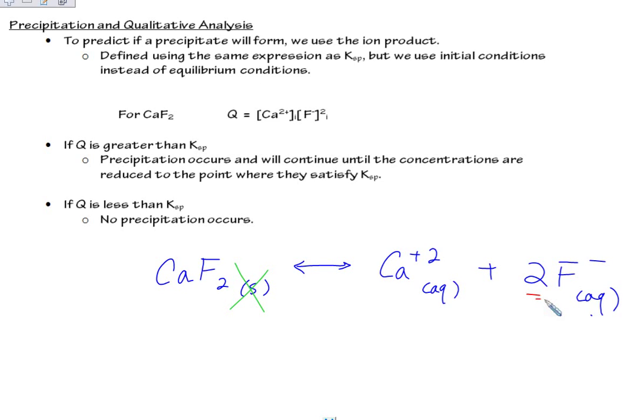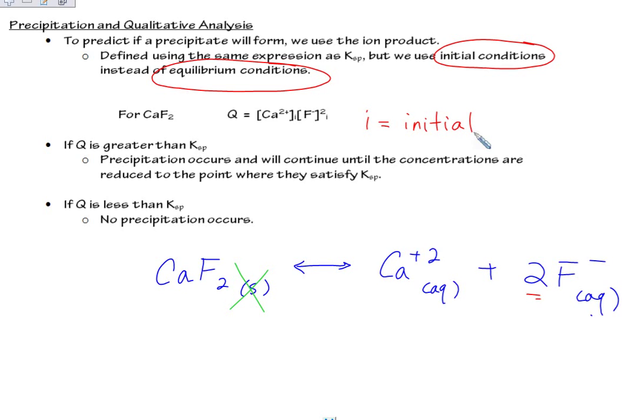With Q, just as before, we use initial conditions, not necessarily equilibrium conditions. So they may give you a set of conditions, and we would use that as initial. They're trying to show that with the I down in here. I equals initial. And from that Q value, we can predict if a precipitate will occur.